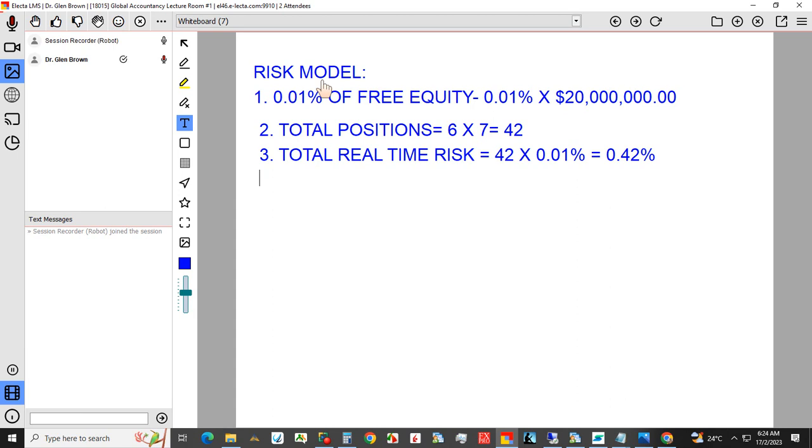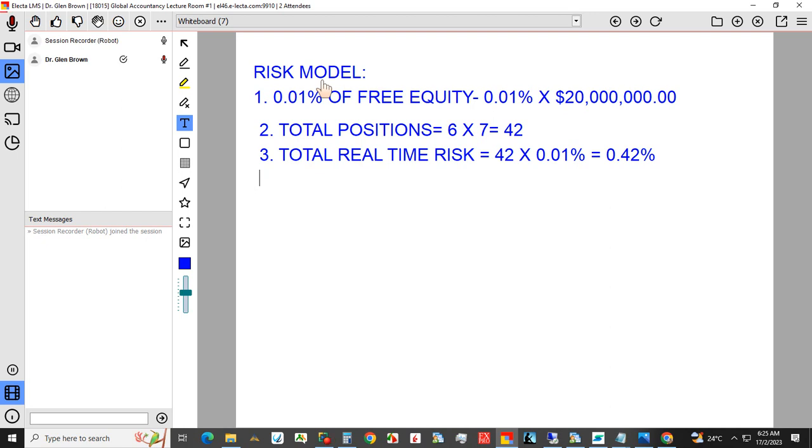So one of the objectives of the G7 is to try to configure the systems, diversify within major currency pairs, diversify within time frames, but at the same time maintain the real-time risk below 2% of the portfolio.